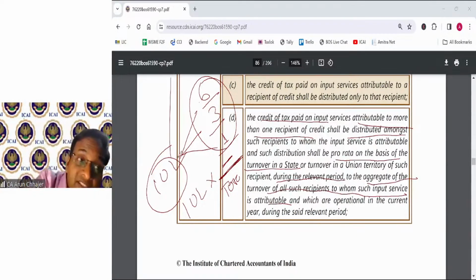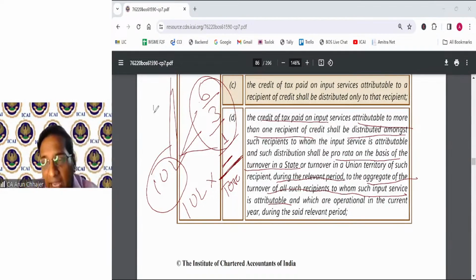Total turnover only of those states to whom you need to transfer the ITC. I have the 5 branches, but I will not take the turnover of the 5 branches. Why? Because I will take the individual turnover and the total turnover only of those states to whom this ITC belongs.